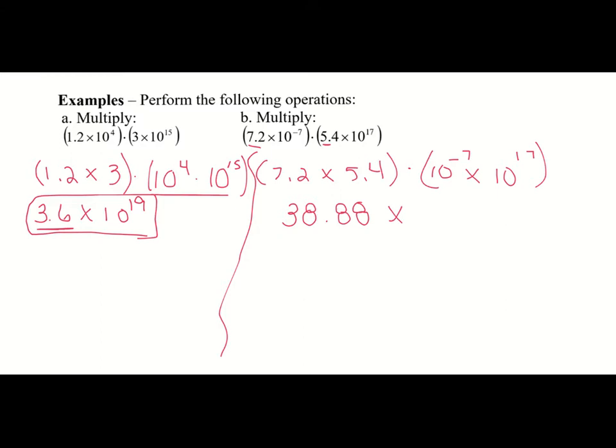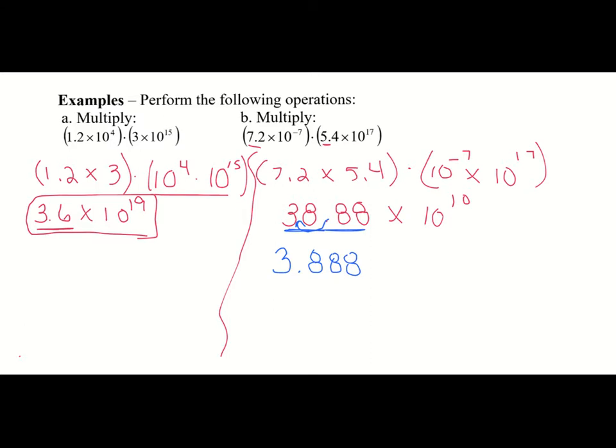And then when I do my tens, -7 plus 17 is going to give me 10 to the 10th power. But if you notice here, this number is not between 1 and 10. So I do have to modify that a little bit. I need to move my decimal point over one place so that it makes it a number that's between 1 and 10.